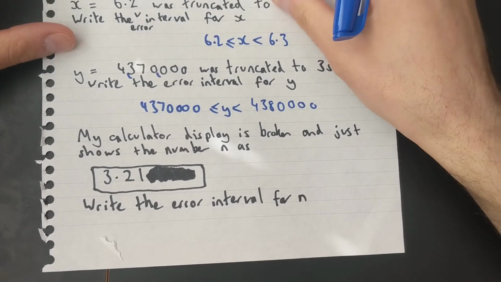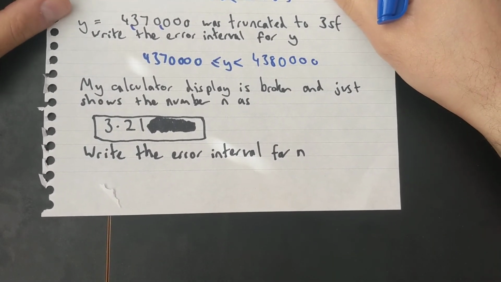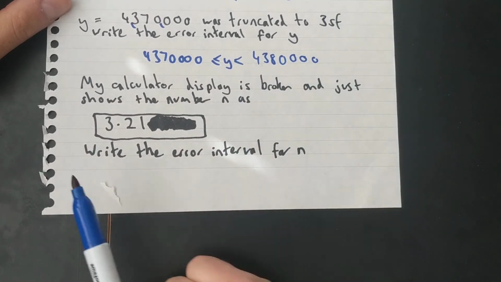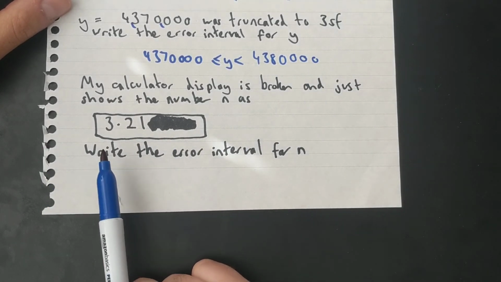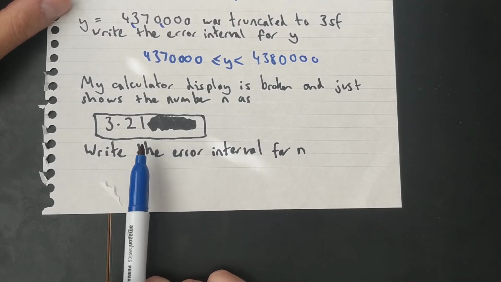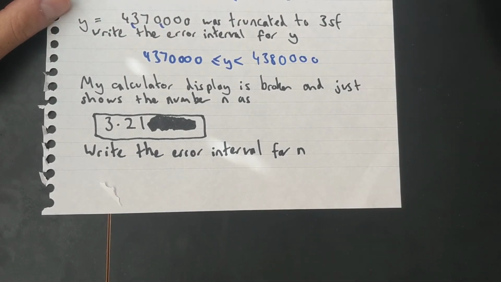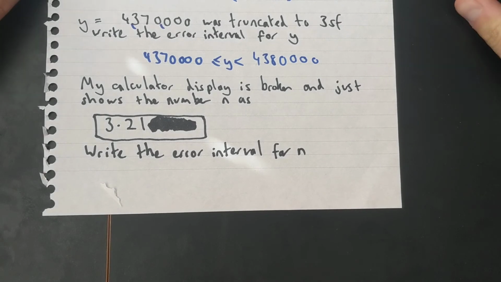This one, this was a past exam question. I think you may have seen it in a mock already, or at least in this style. My calculator display is broken. Hate it when that happens. And it just shows the number n as this, 3.21, and then some stuff. This bit's all broken, can't really see it. Write the error interval for this number.